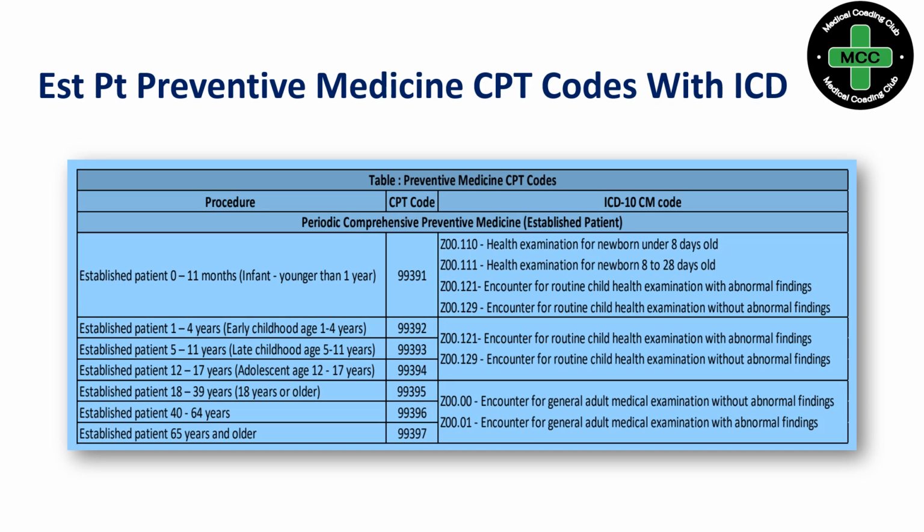So same thing I have added for established patient also. Established patient, as I said, starts from 99391 series up to 99397. So ICDs remain the same for the particular age criteria. Please check and code it accordingly.